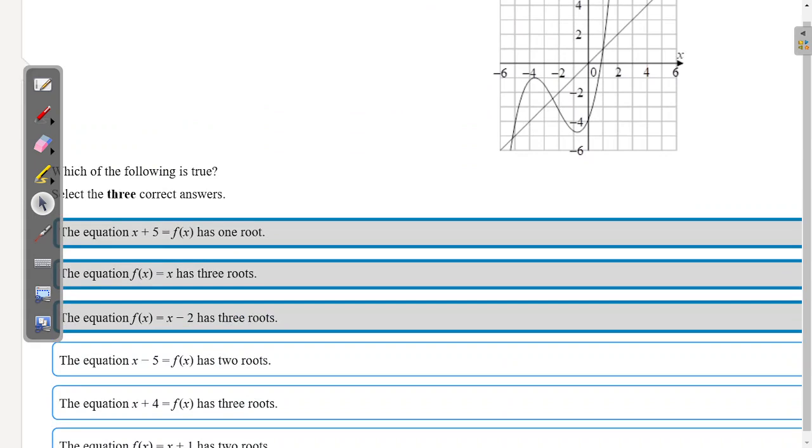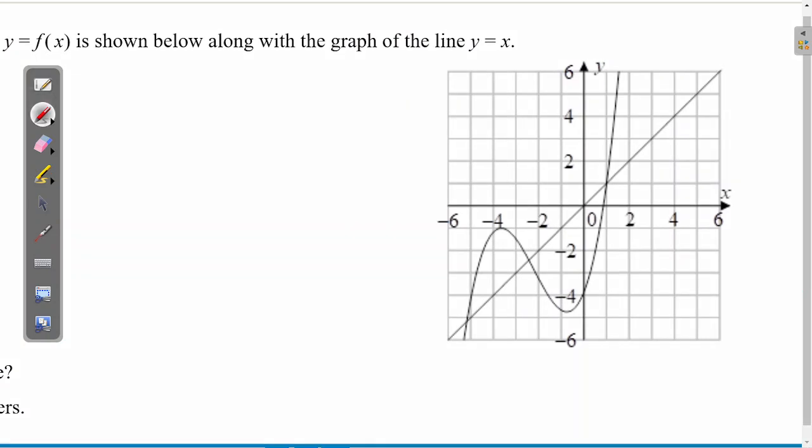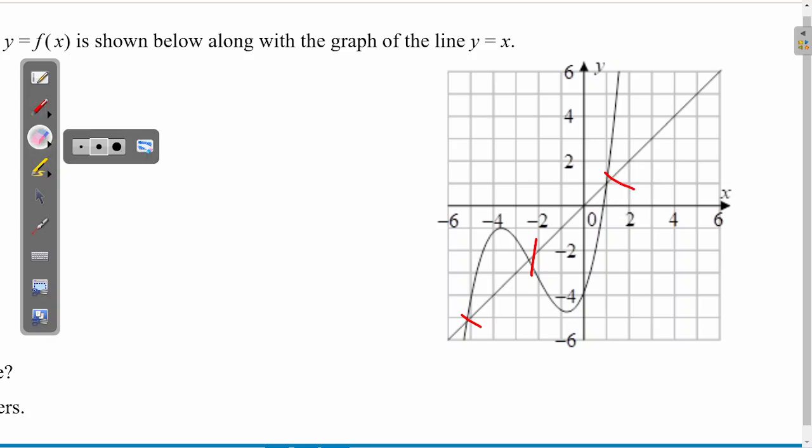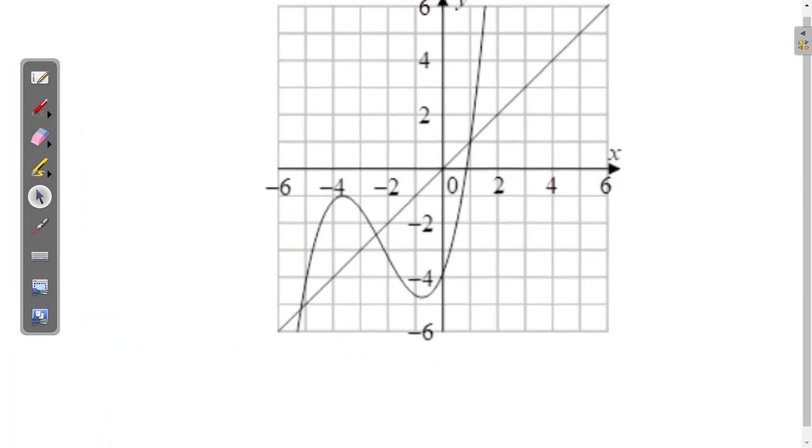Okay, f of x equals x. We already have y equals x. It's this straight line, so you just check it. You don't need to change it. 1, 2, 3. There are 3 roots, correct. The equation f of x equals x minus 2. Again, minus 2, so you start from negative 2.